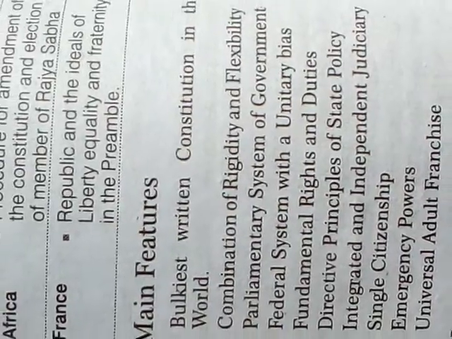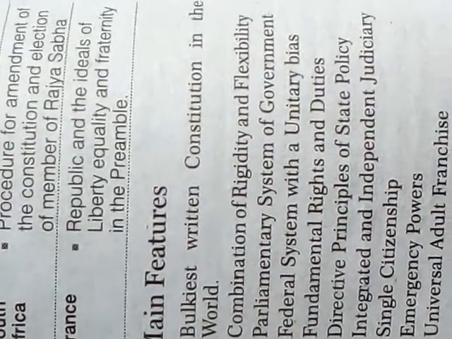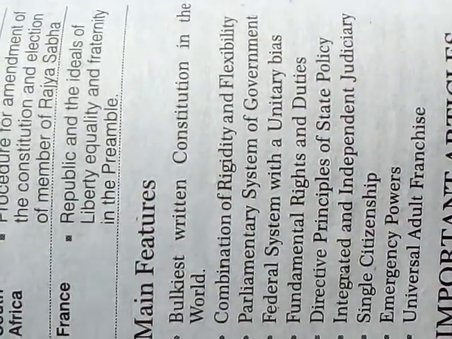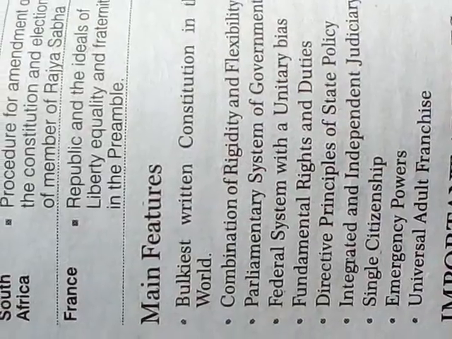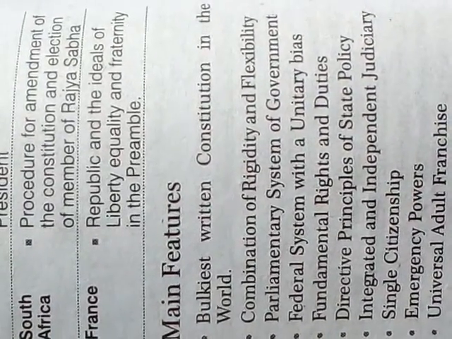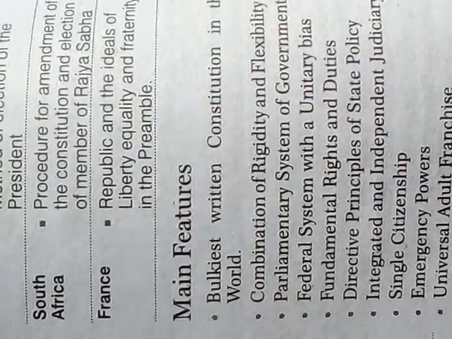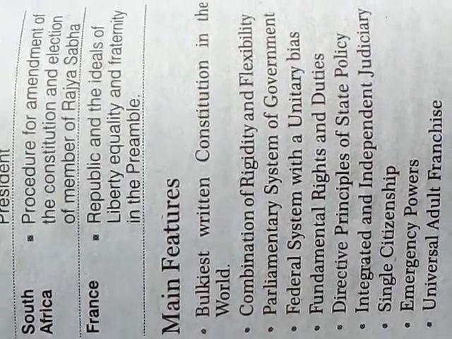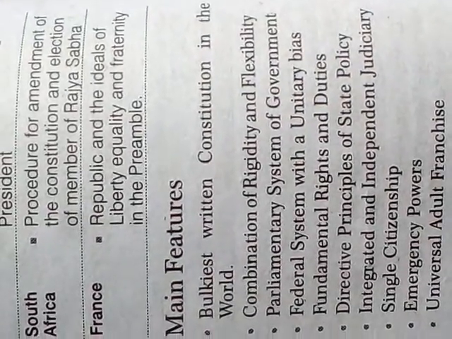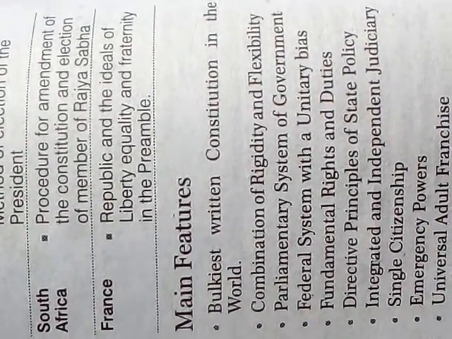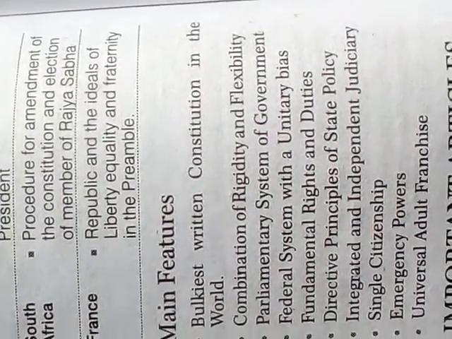Now, the main features of our constitution. Our constitution is the bulkiest written constitution in the world, a combination of rigidity and flexibility, parliamentary system of government, federal system with a unitary bias, fundamental rights and duties, directive principles of state policy, integrated and independent judiciary, single citizenship, emergency powers, universal adult franchise.